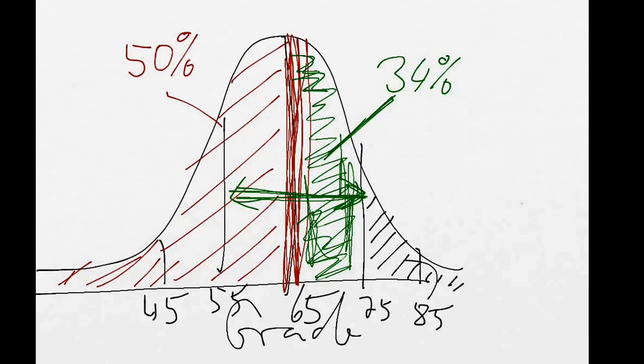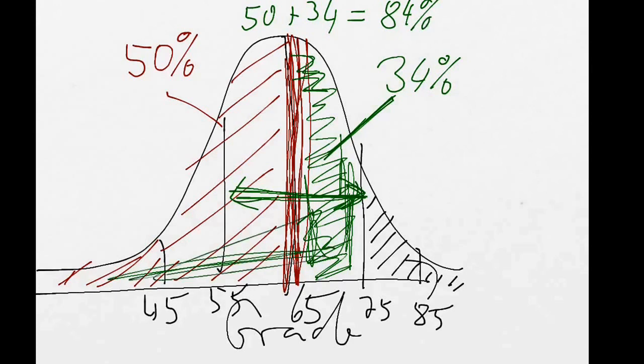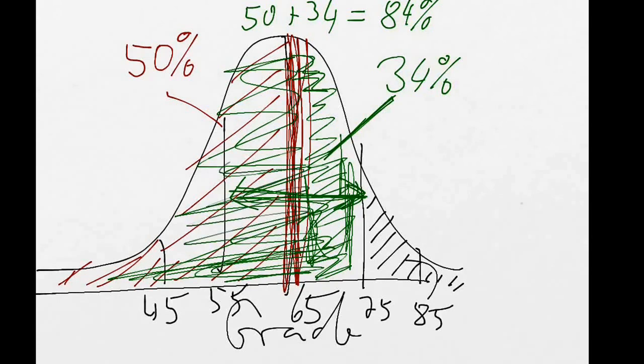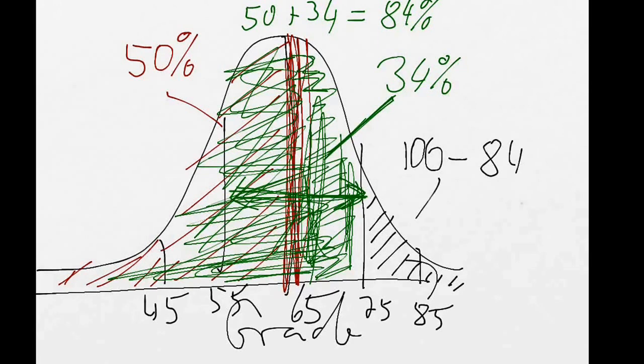So all I need to do now is add these things up, and I have 50 plus 34% gives me 84% that are in this range here. Or in other words, only 100 minus 84 are in this range here. And that would be 16%. 16% of students are doing better than 75%. Got it? Shall we do another example?